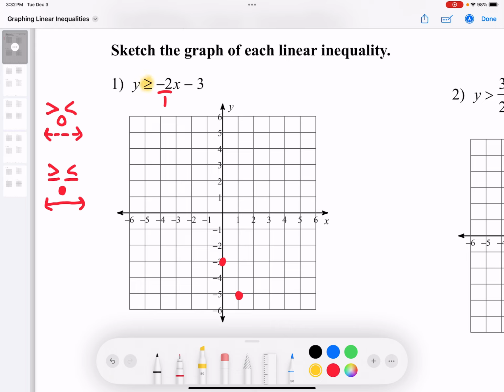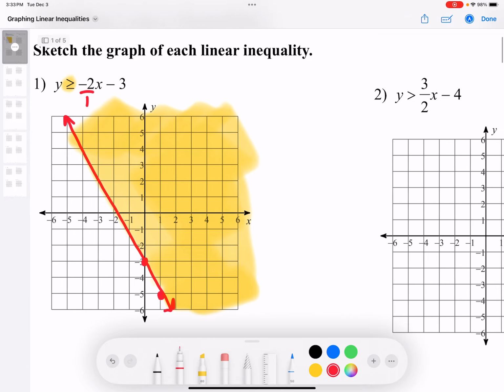And that tells us two things. It tells us whether it's dashed or solid and whether I shade above or below. So the first thing I look for is that line underneath. That tells me it's a solid line. Okay. Then y is greater than or equal to, so I'm going to shade above the line. So all this shaded region is the answer to this inequality. The answer is not just a line. It's a series of points which are represented in that yellow shaded area.